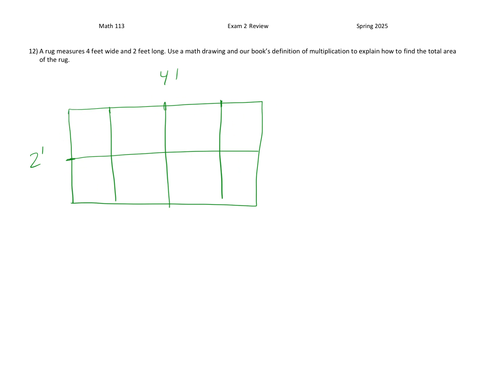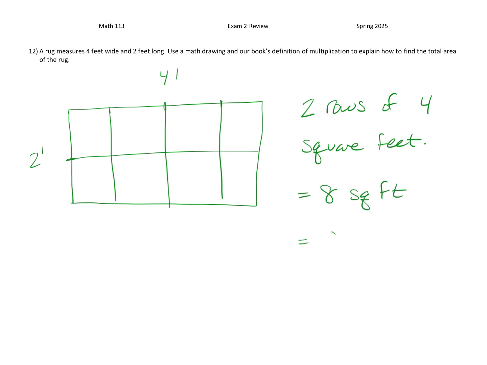So we have 2 groups or 2 rows of 4 square feet. That is 8 square feet or 8 feet squared. Either of those units is correct.